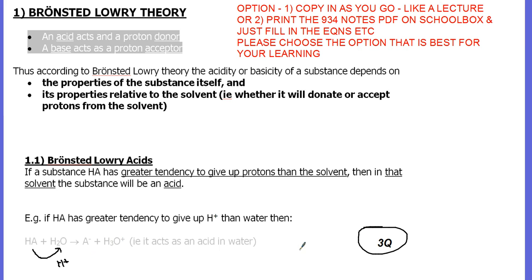There's 3 ideas on this page. I would say the big ideas are what an acid and a base actually are, what Bronsted-Lowry theory said about the role of the solvent, and what it means for something to be a Bronsted-Lowry acid. So there's 3 big ideas on this particular page.